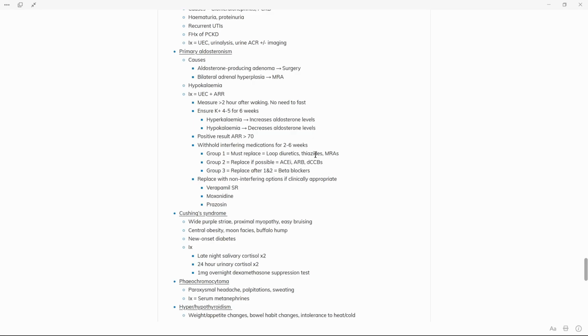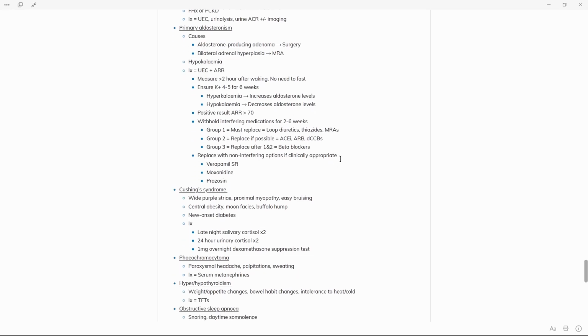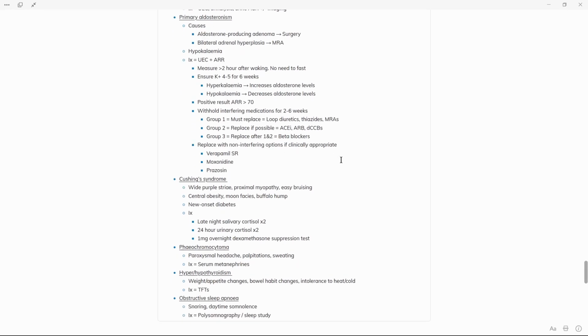If you stop these groups of blood pressure medications in your patients, then obviously their blood pressure will rebound and go up. So you want to replace these medications with non-interfering options if clinically appropriate, so they don't have any contraindications, and it's safe in order to help control their blood pressure. The medications that don't interfere with the ARR are verapamil, moxonidine, and prazosin.